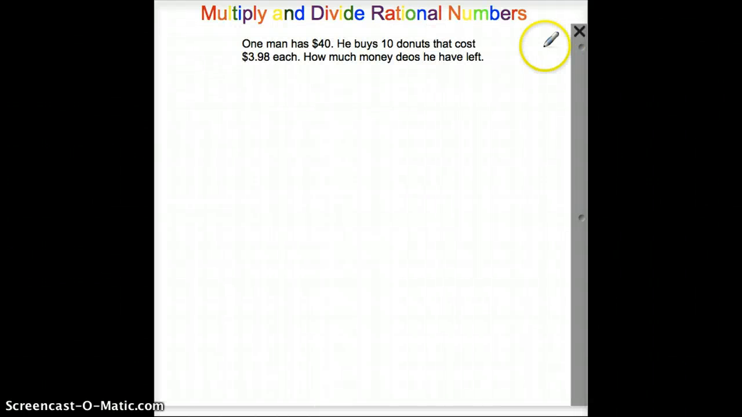Next, we'll do a story problem. One man has $40. He buys 10 donuts that cost $3.98 each. How much money does he have left? First, we have to find the total cost. To do that, you multiply the amount of donuts, 10, by the cost, $3.98.